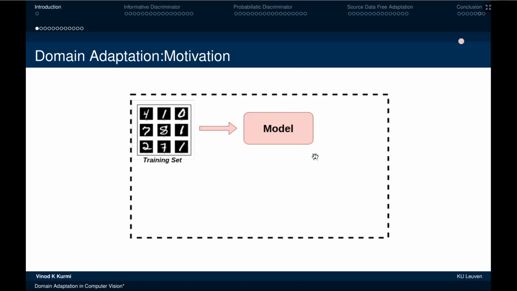Before going to start, here is the basic motivation for how to do it. In a general machine learning setting, we are given the training set. Training set means we have the labels and the images, and we come up with some model.